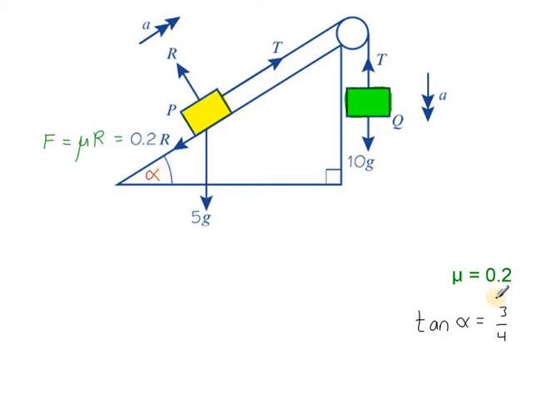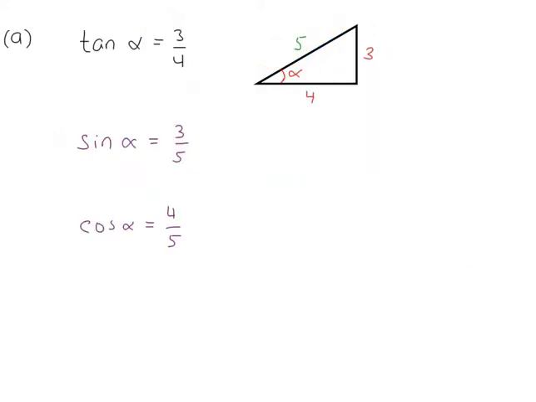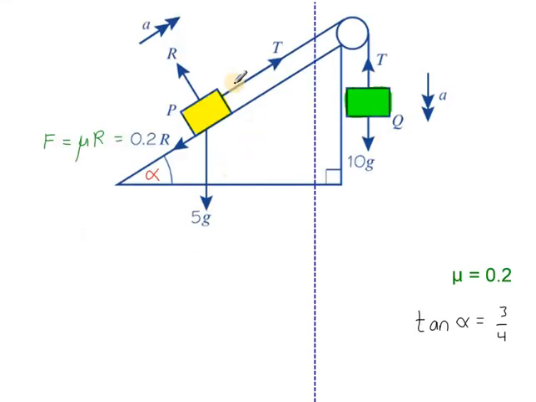We're given that tan alpha is equal to 3/4, so we need to work out sine alpha and cos alpha using basic trigonometry. We look at the forces on this block separately from this one. So let's start with block P.